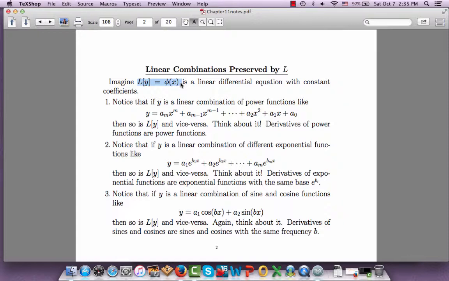So the basic three examples are, we're going to talk about polynomial functions, exponential functions, and then the trig functions with sines and cosines. These will make up the kind of basic idea of how this method works. So, for example, just think of, we have a solution. We're looking for a solution to this equation.